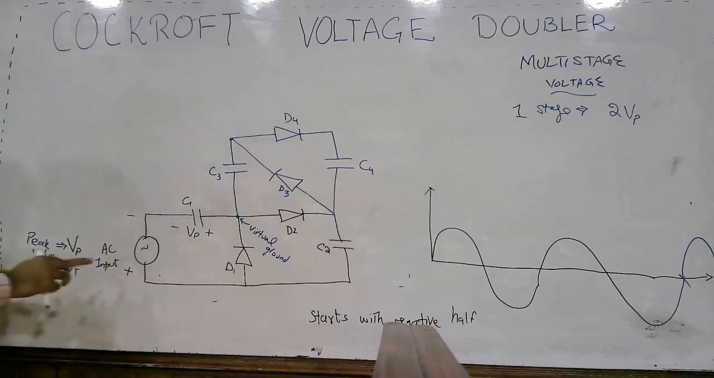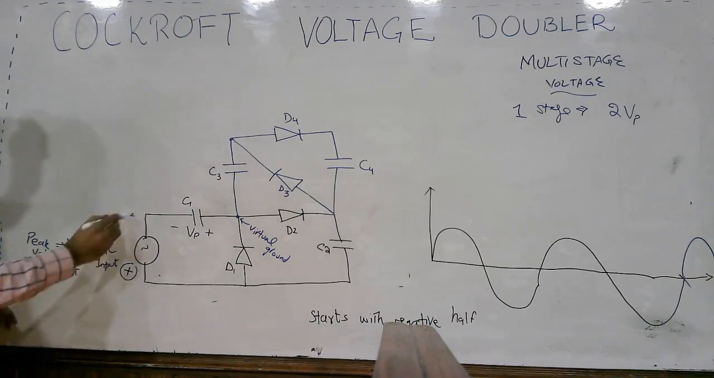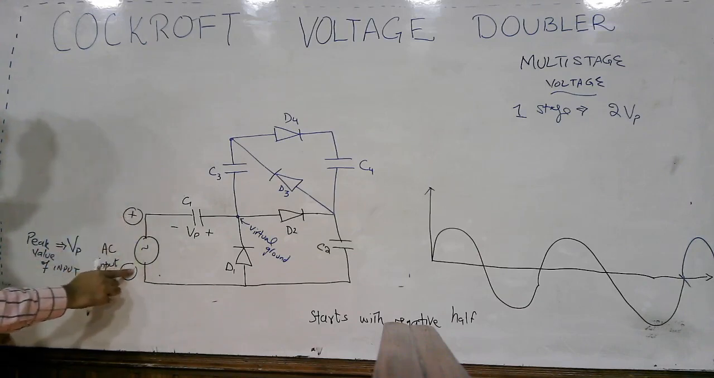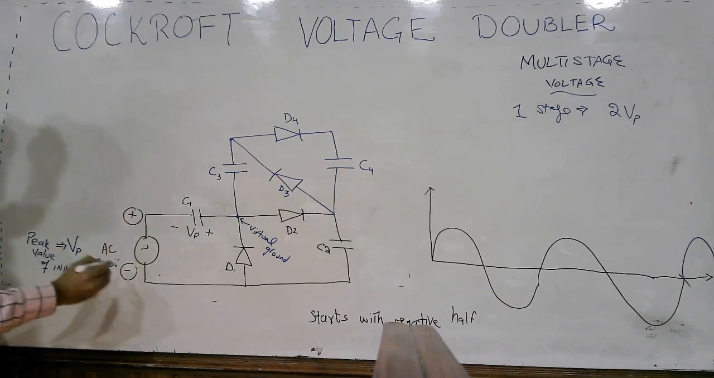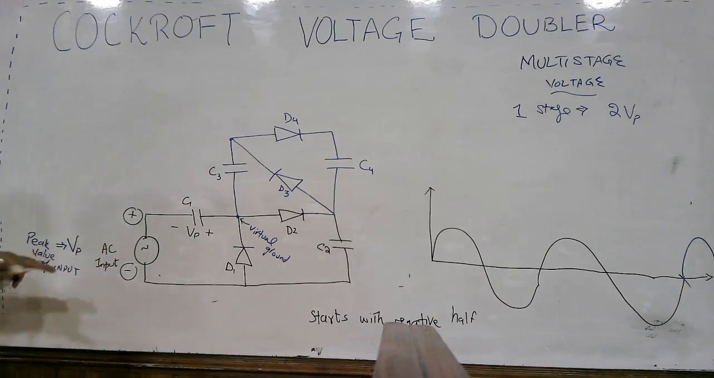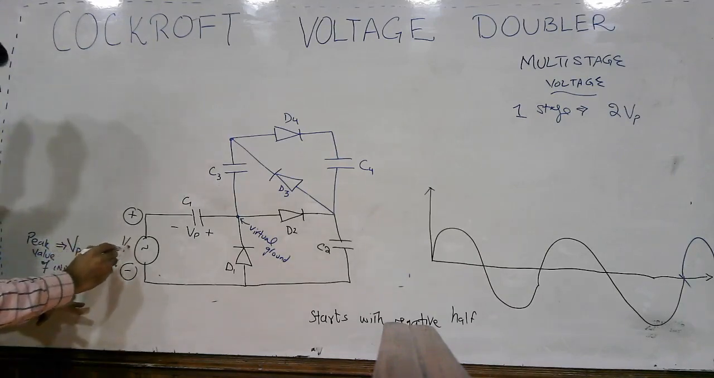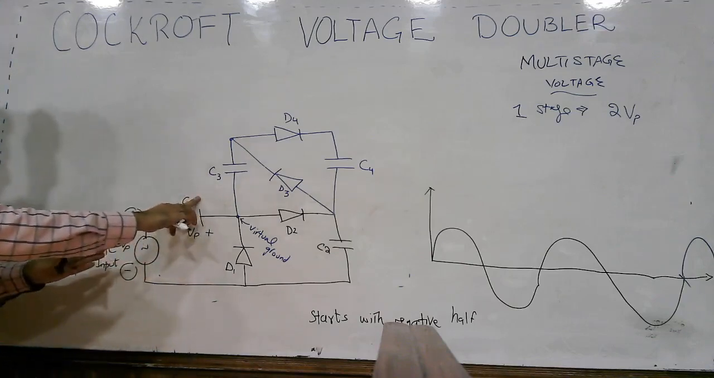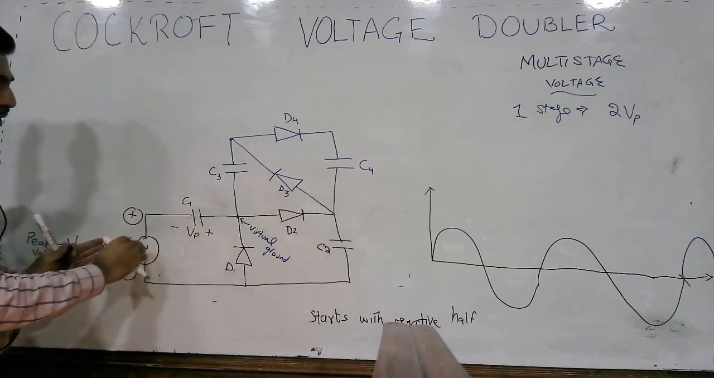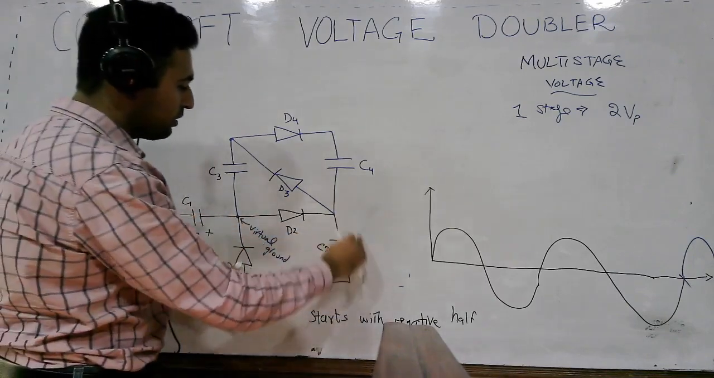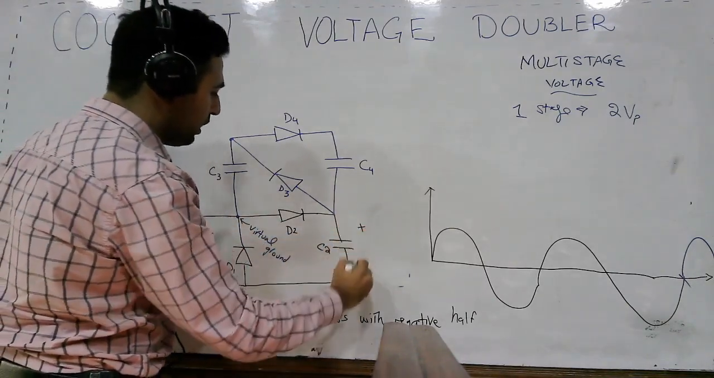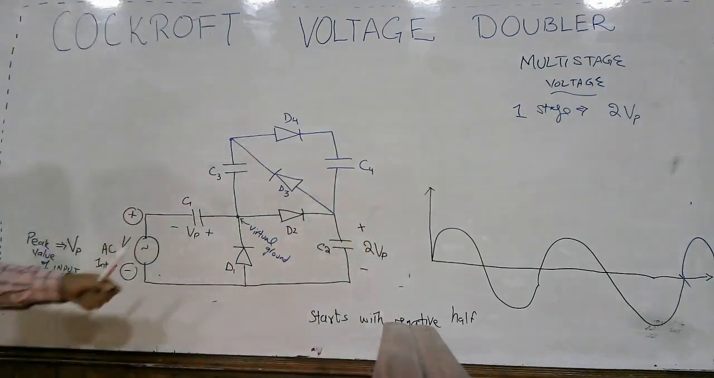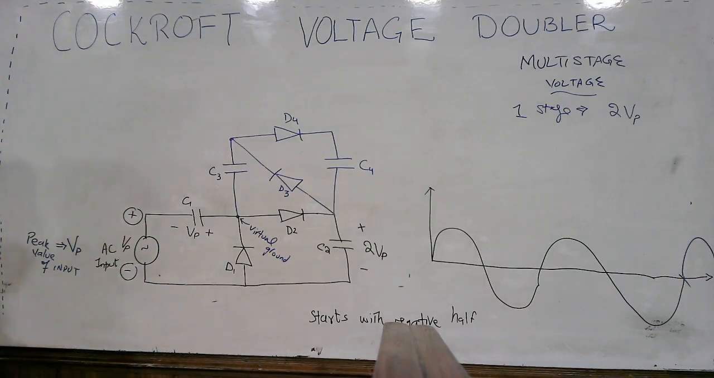Now comes the positive half. When the positive half comes, this voltage will add up with the voltage across this capacitor, and they both will discharge here, and the capacitor C2 will get the charge of plus minus 2 Vp.